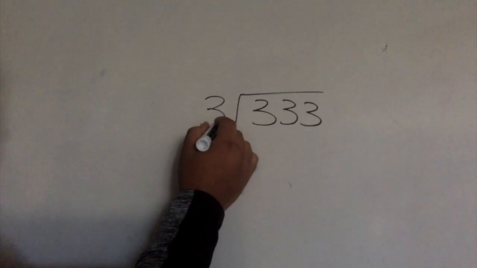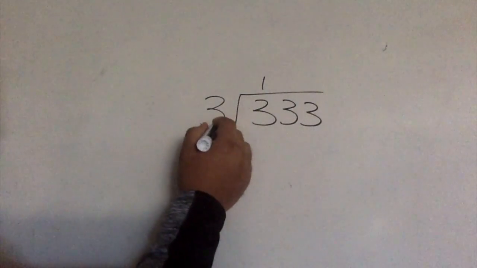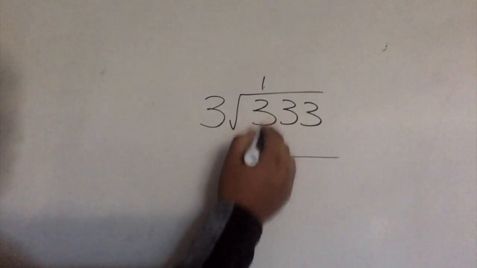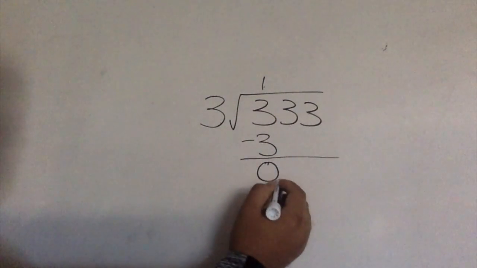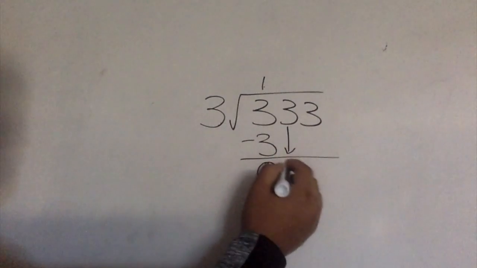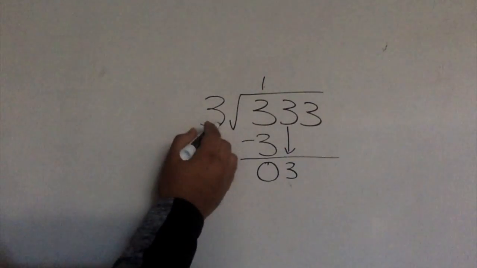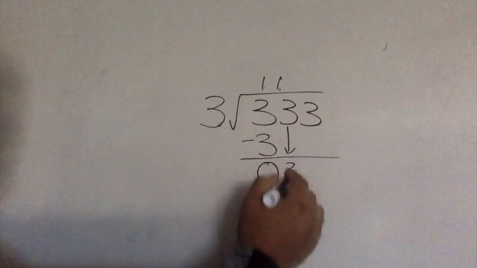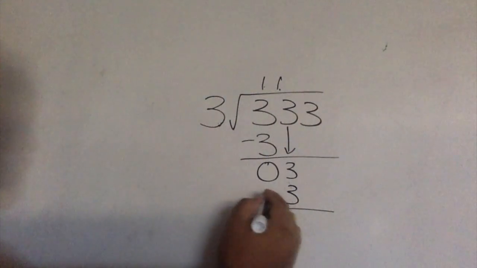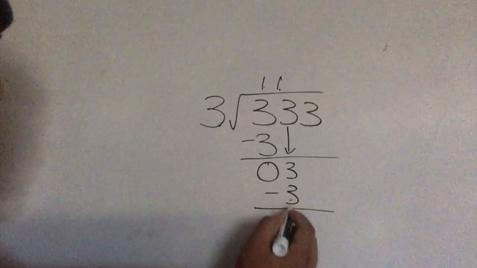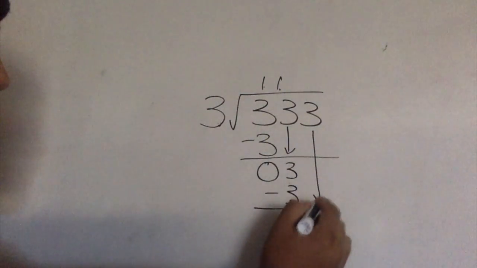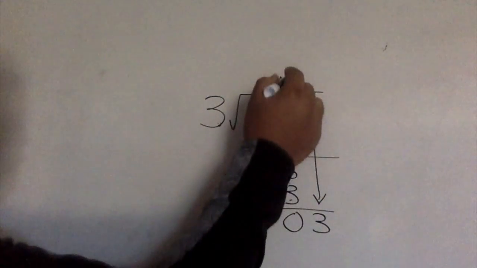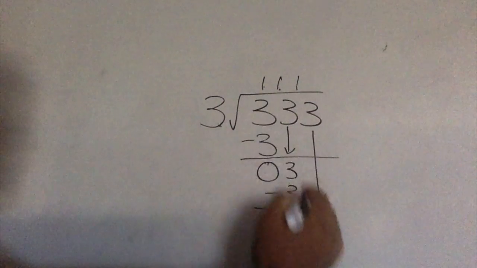Follow me. 3 goes into 3 one time. 3 times 1 is 3. Subtract: 3 minus 3 equals 0. Then drop the 3. 3 goes into 3 one time, because 3 times 1 equals 3. Subtract: 3 minus 3 equals 0. Drop the 3. How many times does 3 go into 3? One time, because 3 times 1 equals 3.